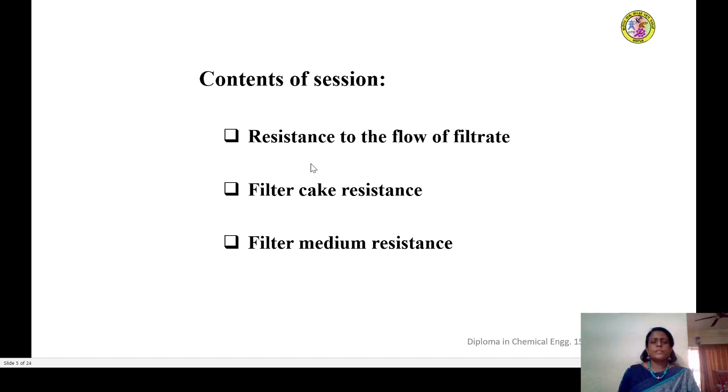We are going to discuss the resistance to the flow of filtrate in a filtration operation. Here we're going to understand what is the cake resistance, or what is the resistance offered by the filter medium to the flow of filtrate. We also will be deriving equations to calculate or estimate the cake resistance and the filter medium resistance in a particular filtration operation.